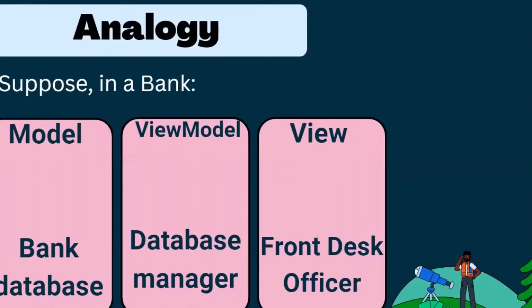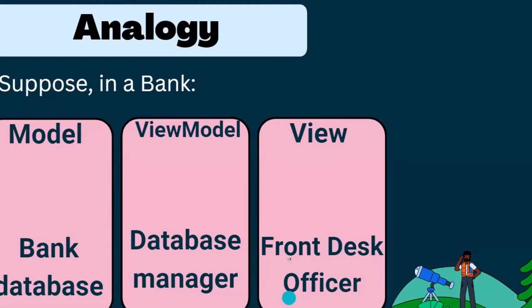Here I have a great analogy for you guys to understand it better. Suppose in a bank, this model part is the bank database, which contains the data of the bank. Now we have the view model, who is the database manager, the person who manages the database. And for the view, we have the front desk officer.